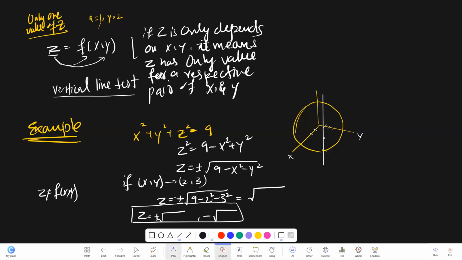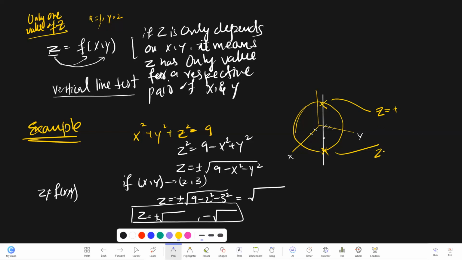If I draw a line here, I pay attention to whether this line is cutting the sphere here and here, and that is a problem. It's cutting two different points, or two values of z. This is a plus value of z and this is a minus value of z, and this is called the vertical line test. And it failed. It means I cannot do that.